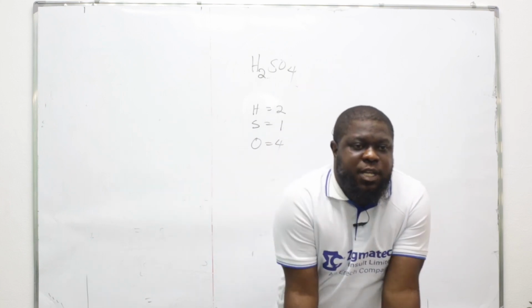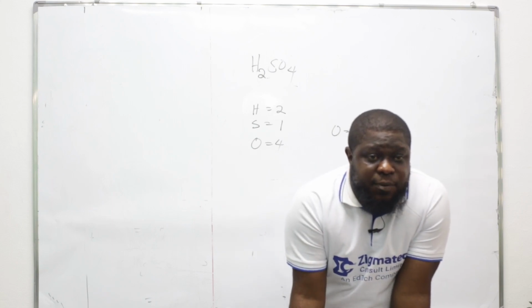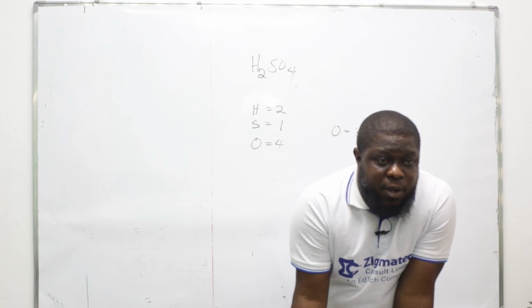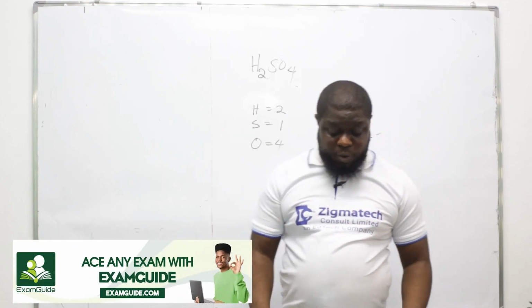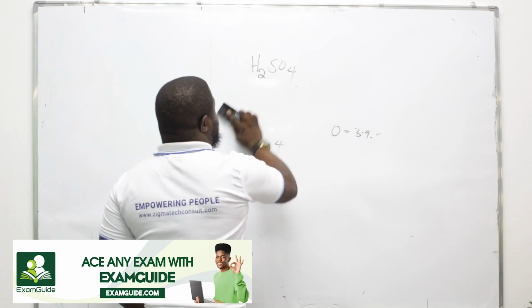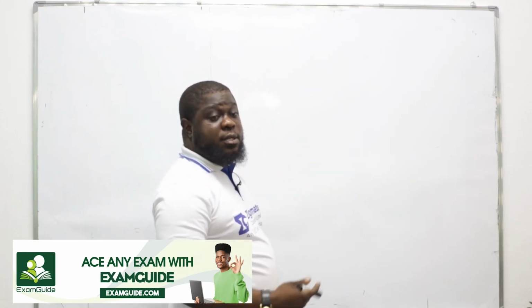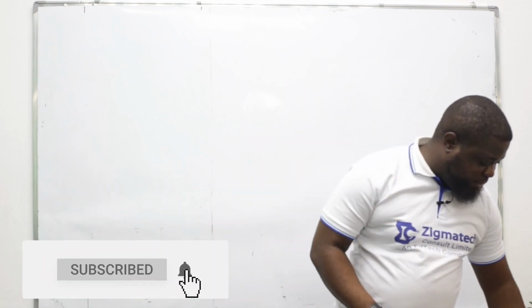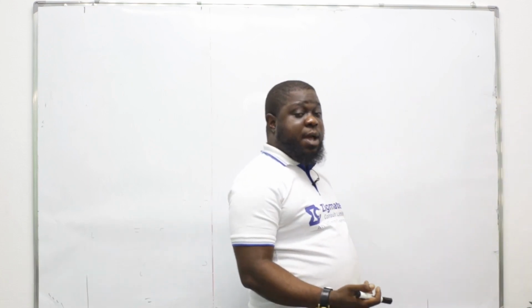Now, an organic compound contains 40% carbon, 6.7% hydrogen, and 53.3% oxygen. What is the empirical formula of the compound? Remember, the first step is to change percentage to grams.